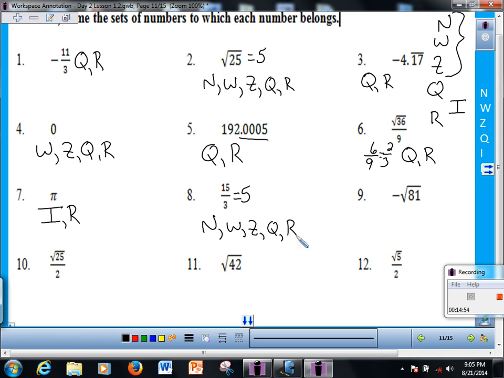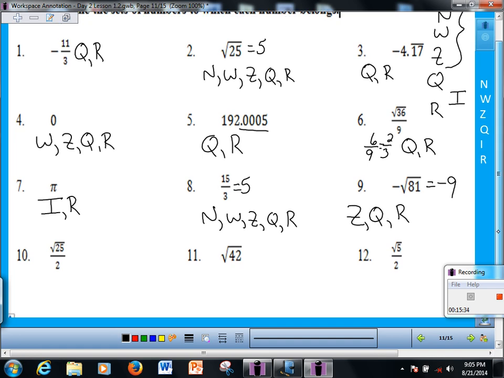Number 9, I got the opposite of the square root of 81, and that's negative 9. Well, I'm going to see which it belongs to. So it's not a natural number. If you started counting, you wouldn't count by negative 9. It's not a whole number because it's not positive, but it is an integer. It's also a rational number, negative 9 over 1, negative 18 divided by 2. Since it's a rational number, it is a real number also.